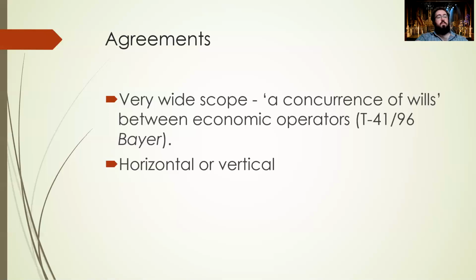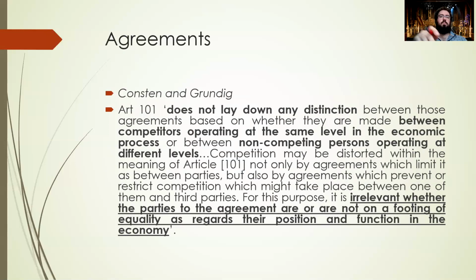And with the agreements in particular, they can be vertical or horizontal. They can be between companies of equal status, they can be between competitors, or they can be between companies in different areas of the supply chain. And they're all captured under Article 101. In the Consten and Grundig case, Article 101 does not lay down any distinction between those agreements based on whether they're made between competitors operating at the same level in the economic process or between non-competing persons operating at different levels. For this purpose, it is irrelevant whether the parties to the agreement are not on a footing of equality as regards their position and function in the economy.